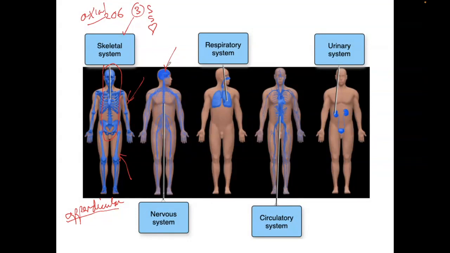Next, we have the neural system. And when I teach the neural system, I will approach it the same way I do the skeletal system. So we'll focus on what we have here in the center first.